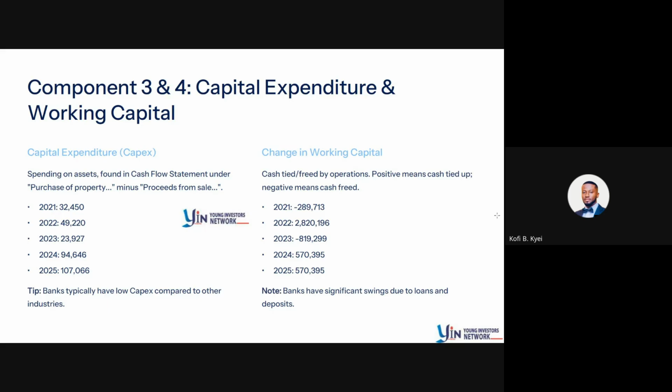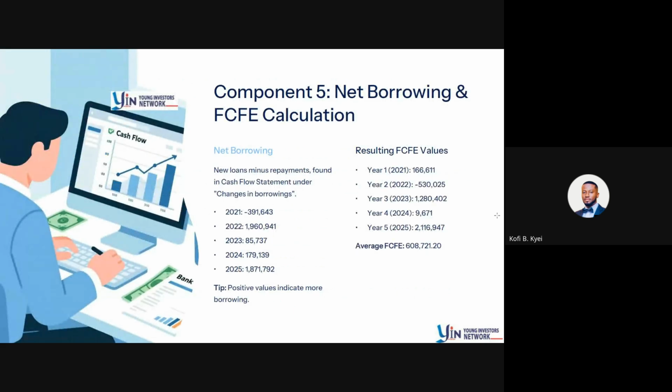follow through the discussion. And component 5 is the net borrowing and the calculation for the free cash flow to equity, the FCFE. With the net borrowing, you can see the figures there. They are the loans minus the repayments, also found in the cash flow statement. It's normally referred to as the changes in borrowings. Loans minus the repayments, so the net figure is what we put there. Positive values indicate more borrowing. So this is the net borrowing figures as you can see.